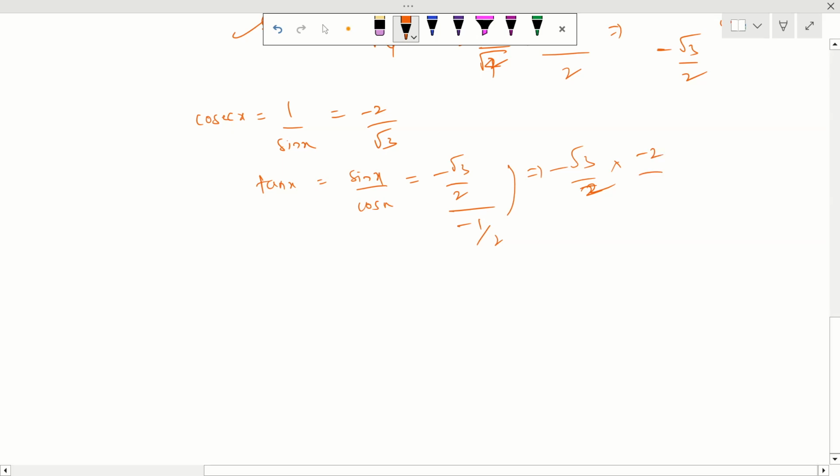It will be minus 2 by 1. So here the 2 will get cancelled, and the minus sign will become positive. Minus into minus is what? Positive. Then it is root 3.